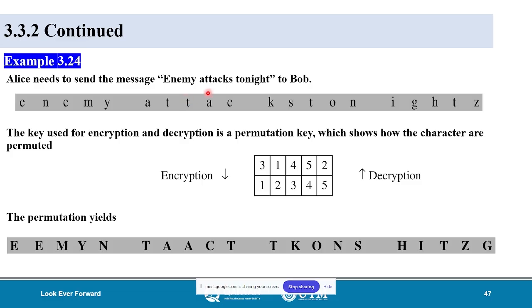Now the key used for encryption and decryption is a permutation key, which shows how the characters are permuted. The key for the encryption would be 31452. Remember this 31452, and it has been used to encrypt. Now it is EEMYN, TAA, and so on, and it became this.